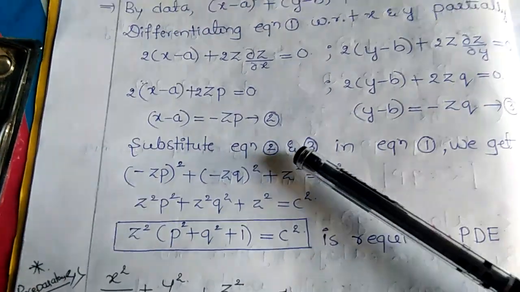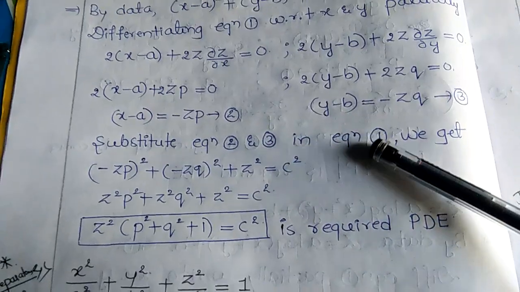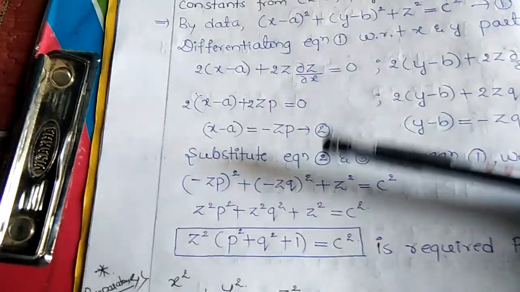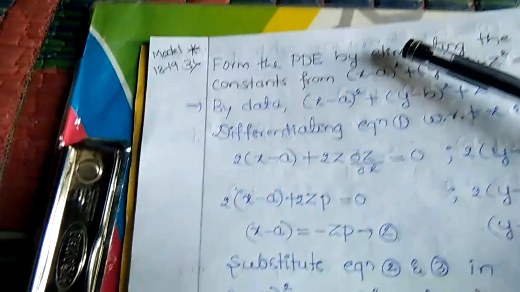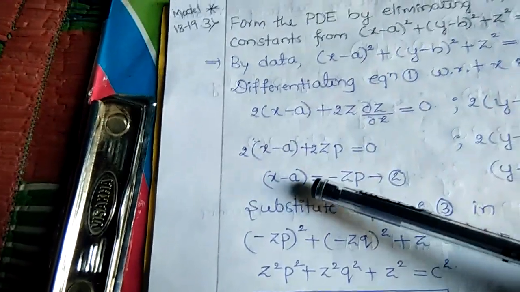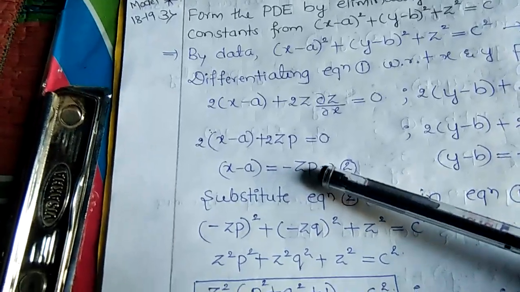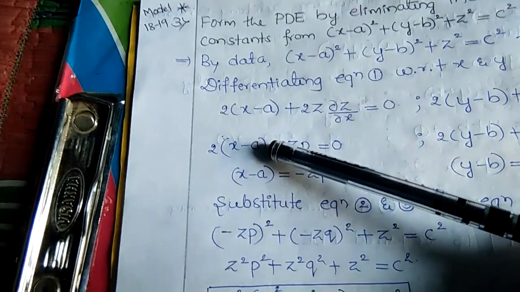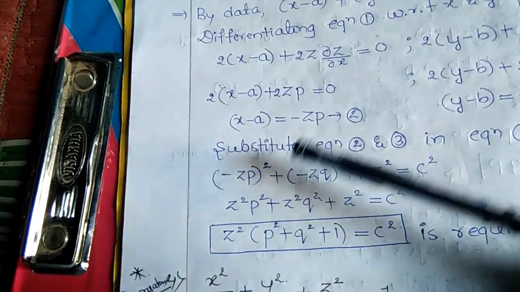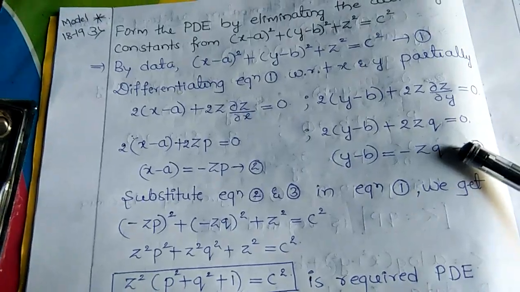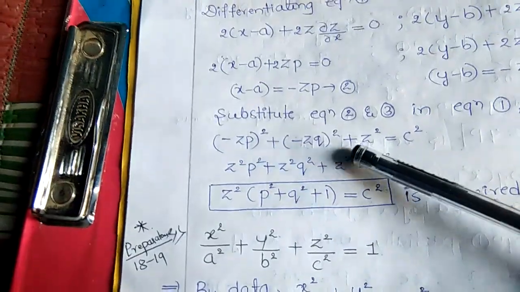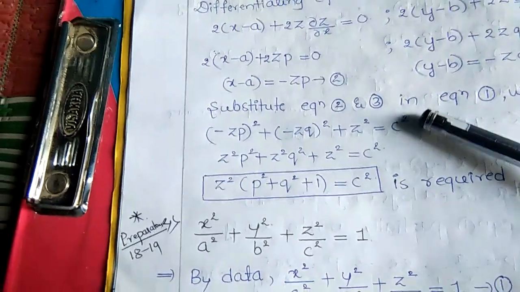Substitute equation 2 and 3 in equation 1, we get, what is the given equation? x minus a whole square. What is x minus a? x minus a is equal to minus z into p. We want x minus a whole square, so minus z into p whole square, plus, what about y minus b whole square? Minus z into q whole square. So plus z square is equal to c square.